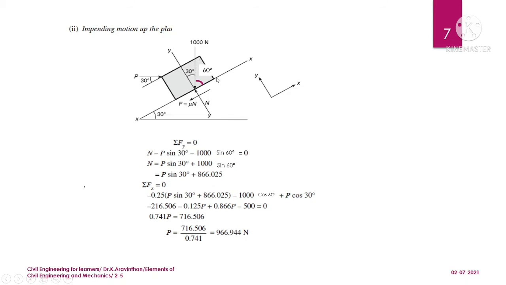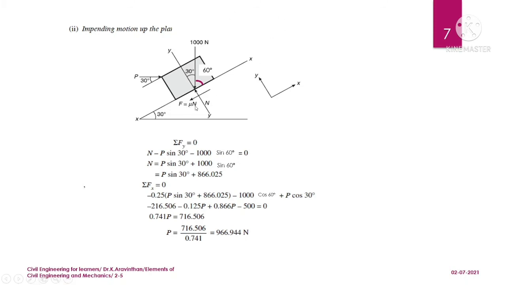1000 into cos 60 will be on the left hand side, so it will be minus 1000 cos 60 degrees. Here the friction will be in the opposite direction, since the object is moving up the plane, so the friction will be in the negative direction. Note here that the friction is opposite to the direction of motion. The motion will be along this plane, and opposite to that direction will be downward, so this will be along the parallel direction with respect to the plane.